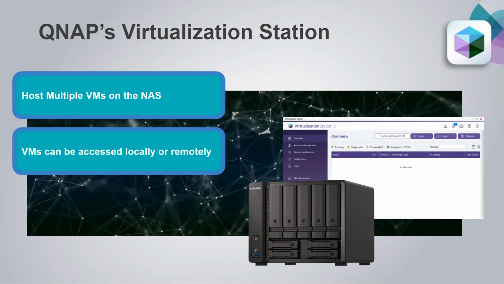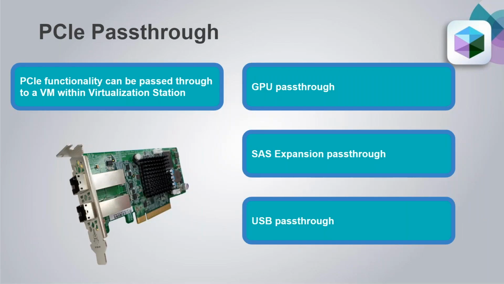And so QNAP's native hypervisor is the app Virtualization Station, and this app allows you to create a virtual machine directly on the NAS. You'll allocate resources from the NAS for the virtual machine. With a VM set up on a QNAP, as long as you can access your NAS, you'll be able to access the VM. You can also create multiple VMs in Virtualization Station as long as your NAS has the available system resources to handle it.